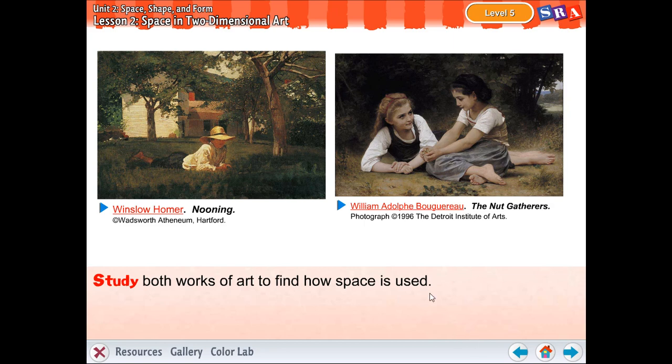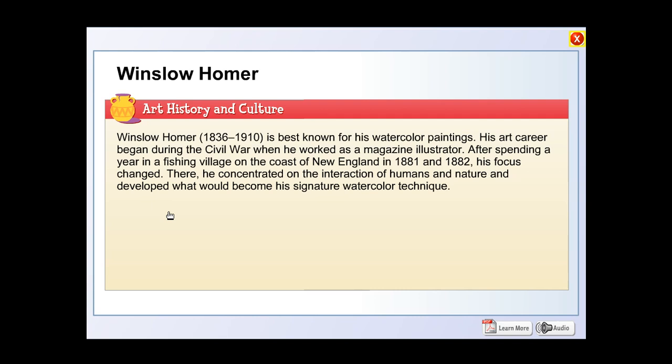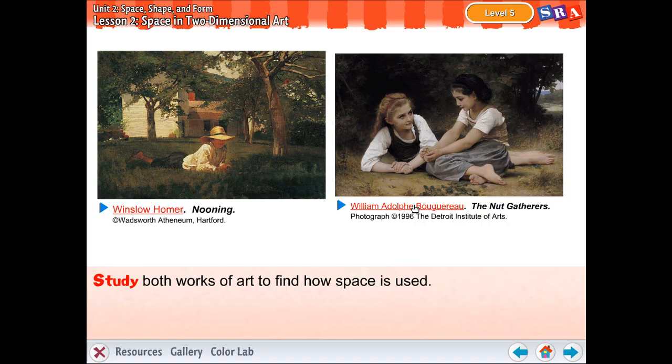So let's look at these. Let's study both works of art, see how they're used. First, we're going to learn about Winslow Homer, and he's a very, very famous American artist, best known for his watercolor paintings. His art career began during the Civil War when he worked as a magazine illustrator. After spending a year in a fishing village on the coast of New England in 1881 and 1882, his focus changed. There he concentrated on the interaction of humans and nature, and he developed what would become his signature watercolor technique.